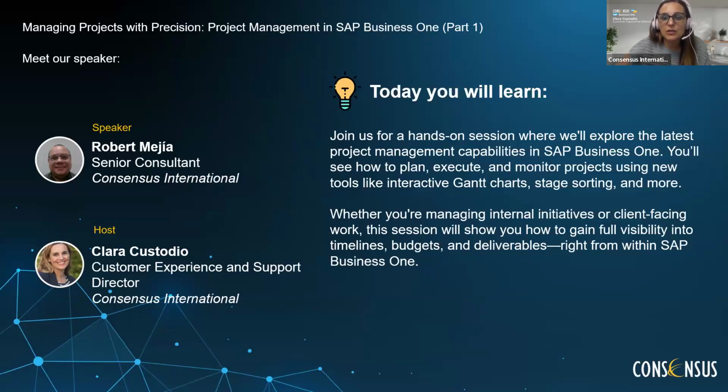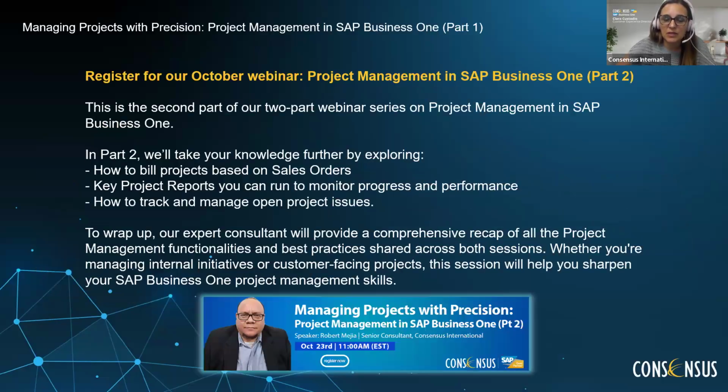And today we're going to see a lot of the functionality. Robert was able to cover a lot of the functionality, and we have already ready for you part two, where he will go over specifically how to build projects based on sales orders, the project reports that you can obtain, and how to track and manage open project issues. All those contents will be part of part two of this webinar, which is going to be live in October.